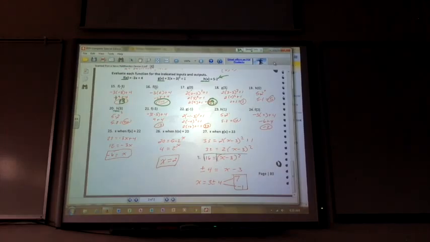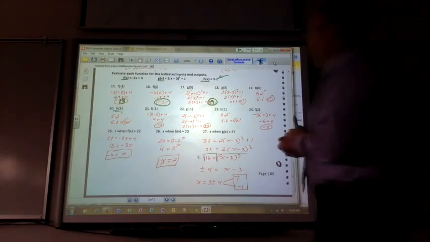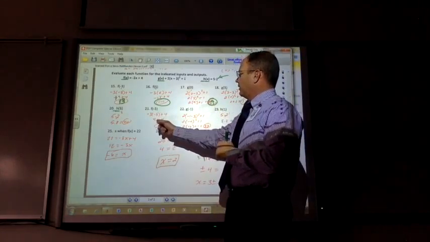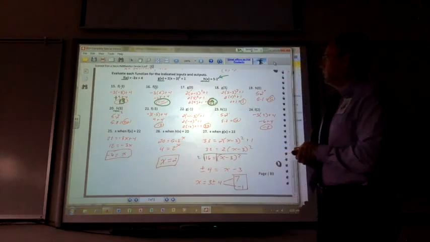Okay? Number 21, I'm plugging negative 3 into which equation? The first, second, or the third? First. Why is it the first? F. Okay, so F at negative 3. I'm going to take negative 3, plug it in for x on my first equation. Okay, 3 times negative 3 is positive 9. Positive 9 plus 4 is 13.